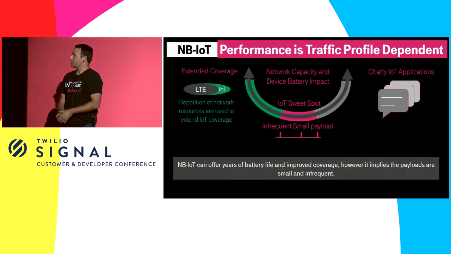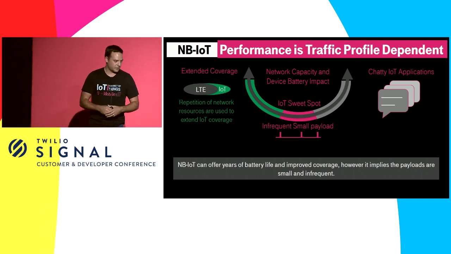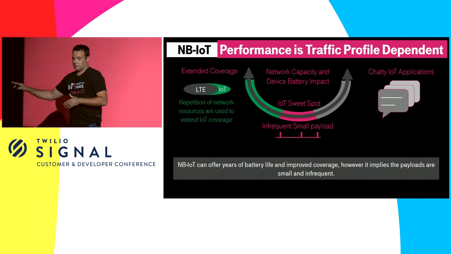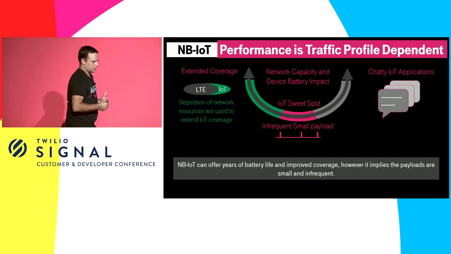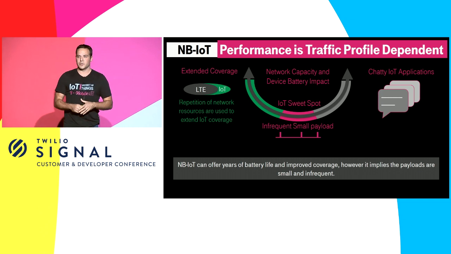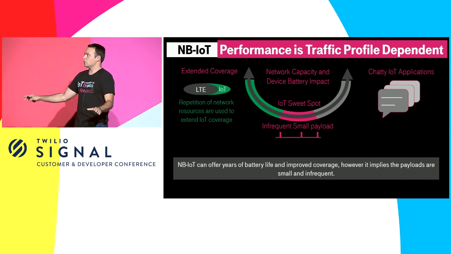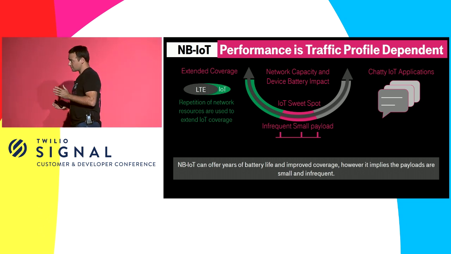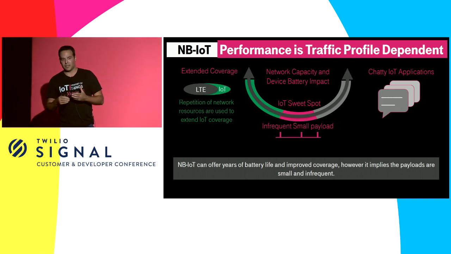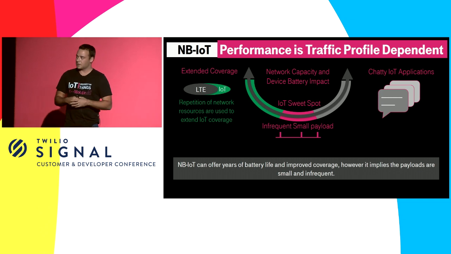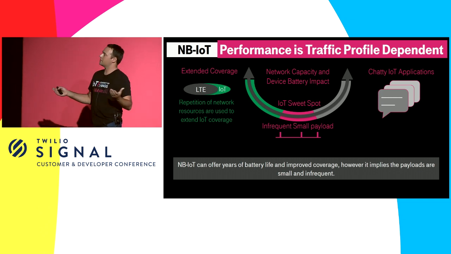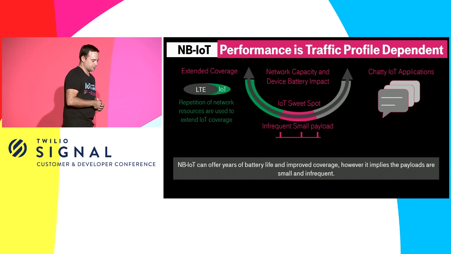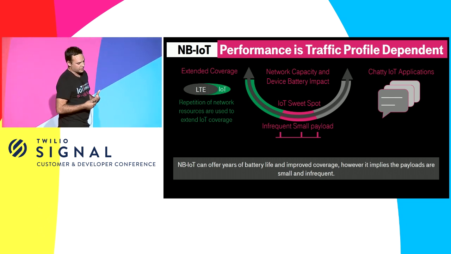So what is the end goal? We've been through extended coverage and what it does for you, and it's fantastic. It can give you deep indoor coverage throughout the network today. But we need to think about how often we transmit our data to our application servers as well. So we need to keep in mind how often we're transmitting and also what the impact of battery life is. So we're looking for a sweet spot in the middle. So we're after, in a nutshell, infrequent small payload sizes over IoT. So with that, NB-IoT can offer years of battery life, improved coverage, but it also just implies that payloads are small and infrequent, and we need to keep that in mind when we're developing our IoT applications.